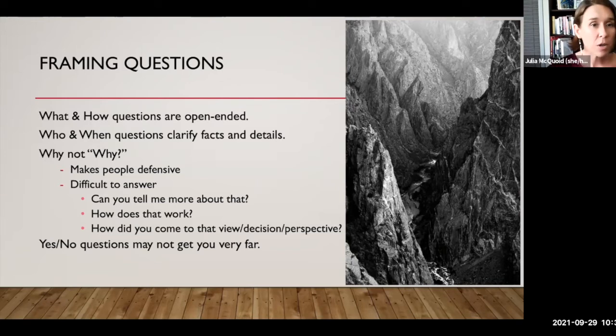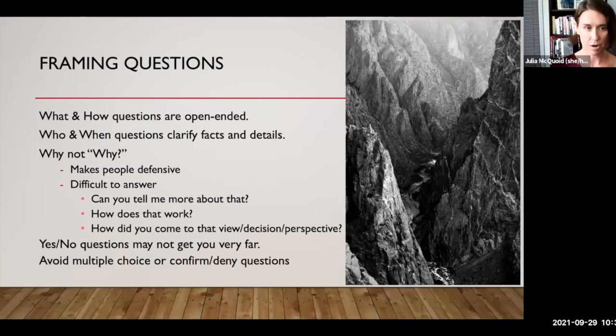So, framing questions in semi-structured interviews. What and how questions are open-ended questions. Who and when help to clarify facts and details. And we also want to, of course, understand why people do things or feel things. But it's important that we don't ask questions in a way that makes people feel defensive or that we are judging or questioning their reality and their lived experience.